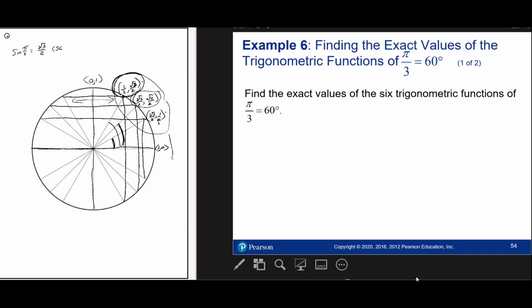And cosecant of pi over 3 is the reciprocal. So that's going to be 2 over the square root of 3, or 2 square roots of 3 divided by 3. I expect y'all to be able to convert this pretty quickly to where it has a rational number in the denominator instead of an irrational number or square root.